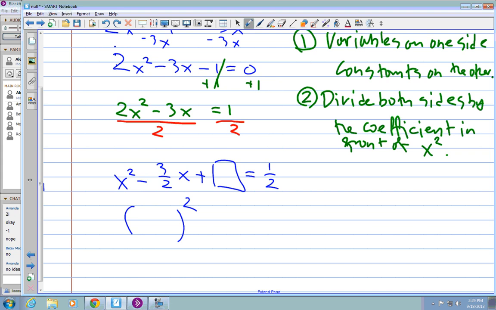Who said that? Yes. You take the constant in front of the x, you half it, and you square it. That is the missing bit. Well, yeah, it's in your notes somewhere. All right, let me do this for you.